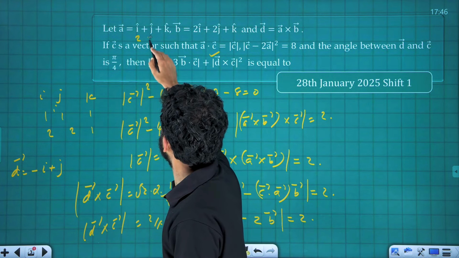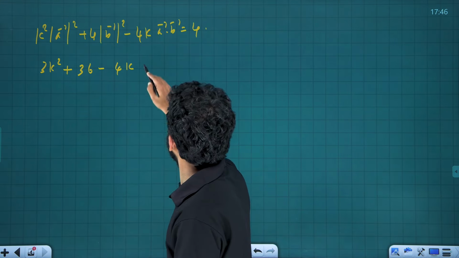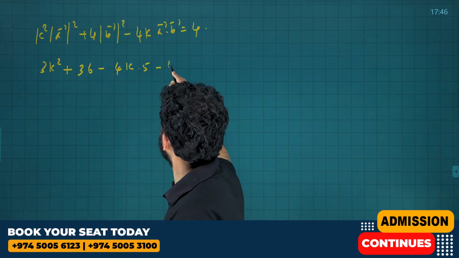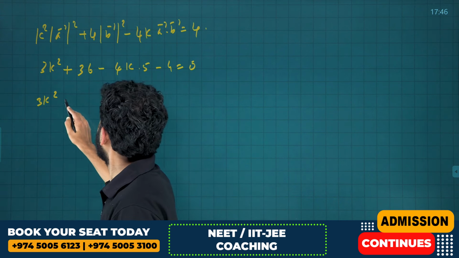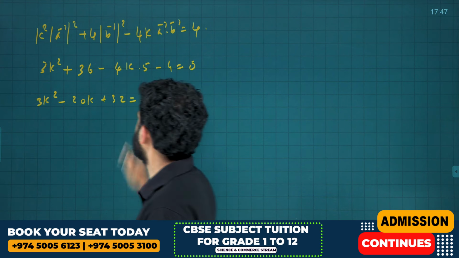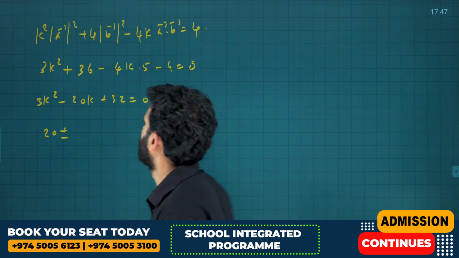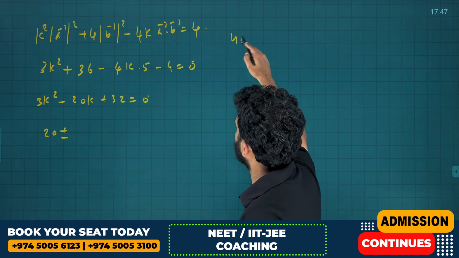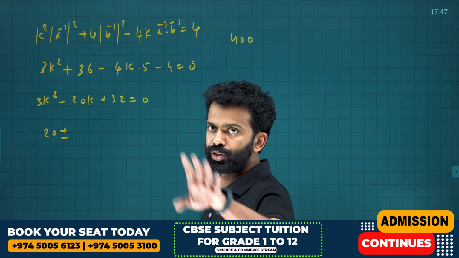That is 2, 2, 1. That is 2 plus 2 plus 1, 4, 5, right? That is into 5 minus 4 is equal to 0. Just rearrange it, you will get 3k square minus 20k plus 32 is equal to 0. It's a quadratic equation. You will get 20 plus or minus root of 20 square, that is 400, minus 128 into 3, that is 384.